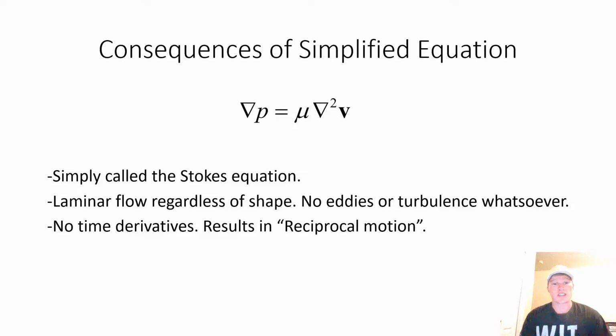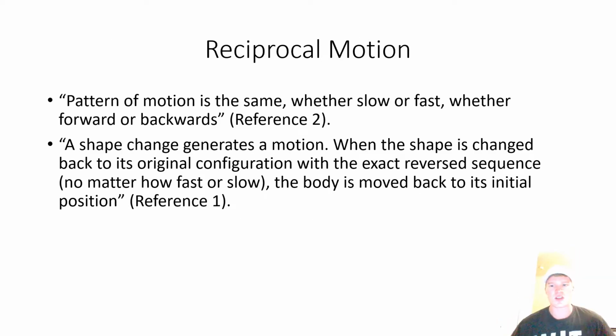Also, because there are no time derivatives in this equation, it results in something called reciprocal motion. So I've included some quotes from my references that describe what reciprocal motion is. It's a pattern of motion that's the same whether slow or fast, whether forward or backwards. So if you change the shape of a fluid, it will generate a motion. When the shape is changed back to its original configuration with the exact reverse sequence, no matter how fast or slow, the body is moved back to its initial position.